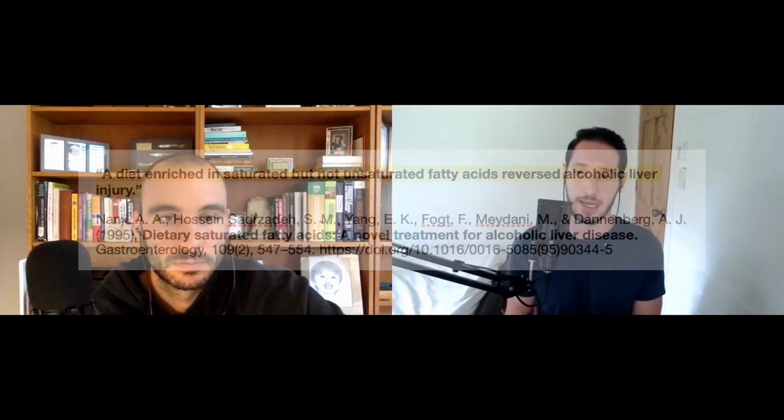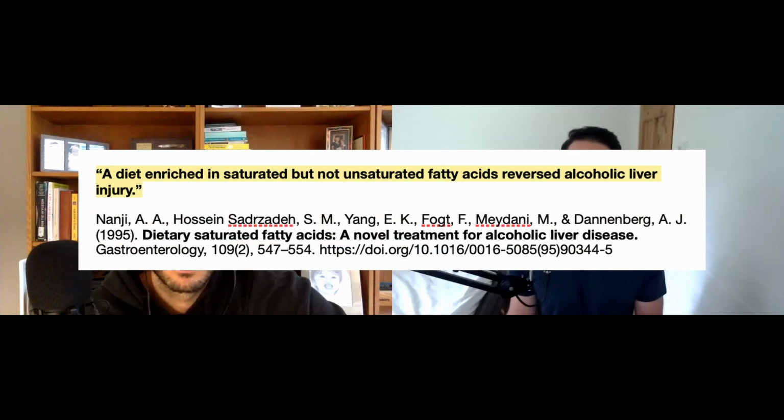And so to touch on those Nanji studies, there's a couple of good ones where they looked at saturated fat versus unsaturated fats in alcoholic liver injury. In the first one, here's a quote: they say that a diet enriched in saturated but not unsaturated fatty acids reversed alcoholic liver injury. So that's noteworthy, but it's also noteworthy that they used palm oil as the saturated fat there, which is still about 10% PUFA, particularly omega-6. Yeah. And that was compared with fish oil.